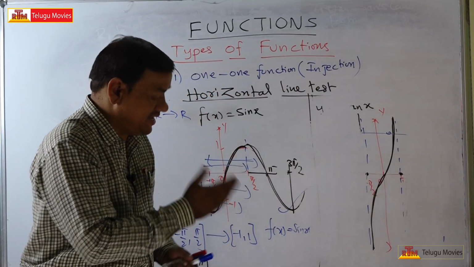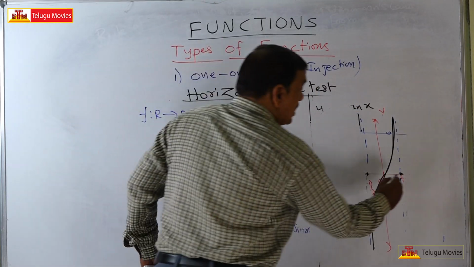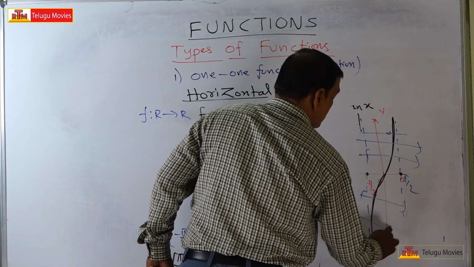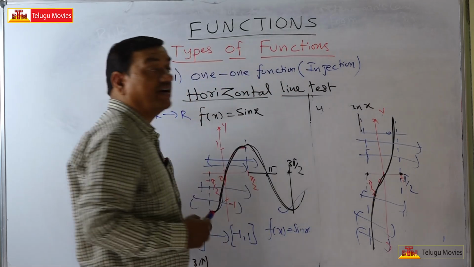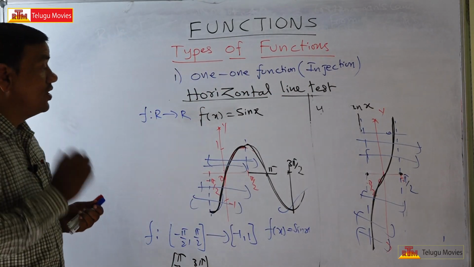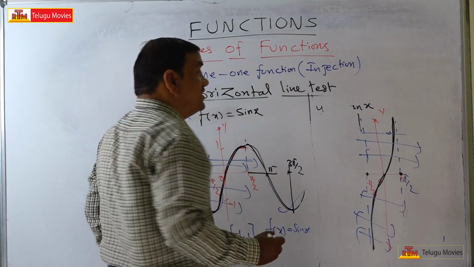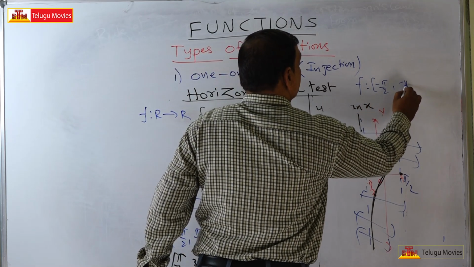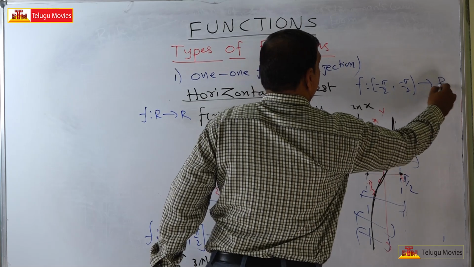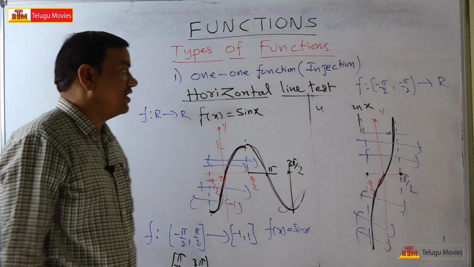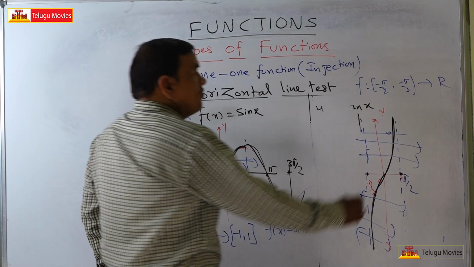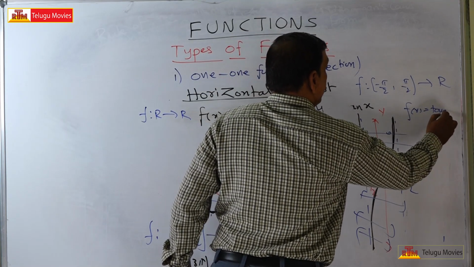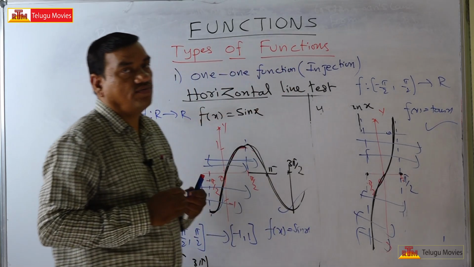See here, from minus pi by 2 to plus pi by 2, up to here only. If you draw a horizontal line, it intersects the graph at only one point. Therefore, the function y is equal to tan x, with domain minus pi by 2 to plus pi by 2, has range the set of real numbers. So f of x is equal to tan x is a 1 1 function.